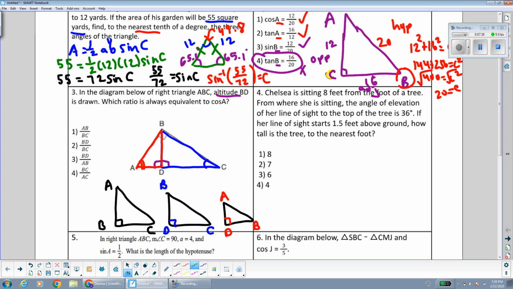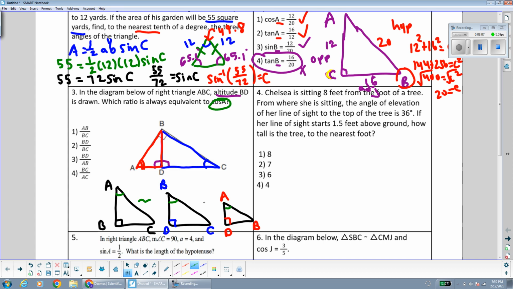The reason this is important is because I'm looking for the ratio that's equivalent to cosine of angle A. Angle A is over here in this triangle. It's over here in this triangle. But in this triangle, B corresponds to A in these two triangles. So even though this triangle doesn't have an A, the angle that's in the same spot corresponds and matches up. So they're congruent angles, and since there are proportional sides, there's going to be the same ratio.